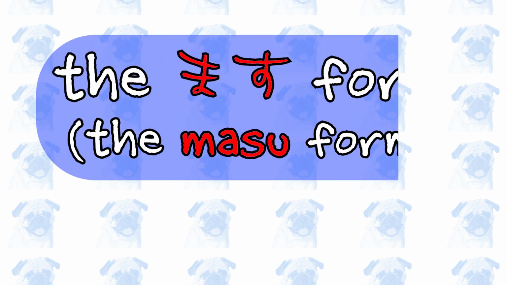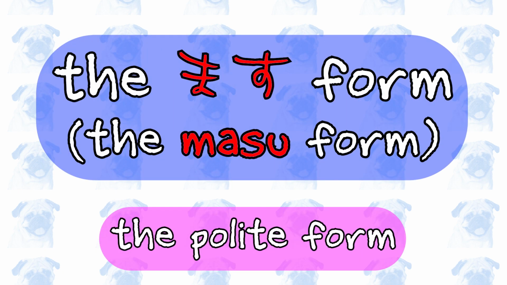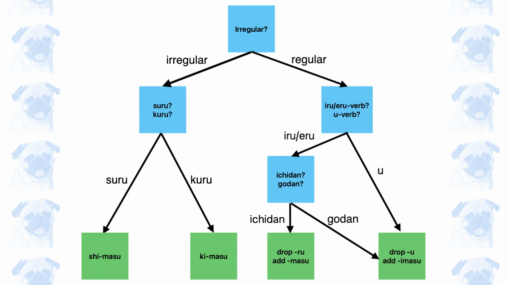The masu form of Japanese verbs is the polite form. In this video, you will learn how to turn verbs into their masu form. All you need to do is follow this decision tree.